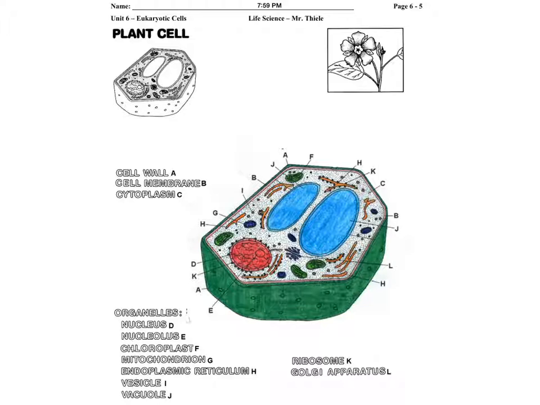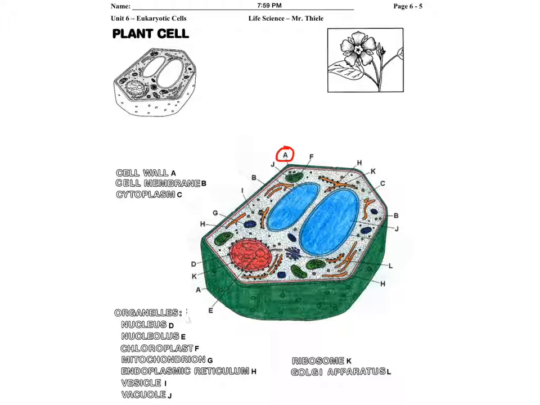Okay, so the first structure that we see is a cell wall. The cell wall is the structure that is colored dark green all around the outside of the cell. Well, it's present in plant cells. It is not present in animal cells. Fungal cells and bacterial cells also have cell walls. We're just looking at plant cells and animal cells right now.